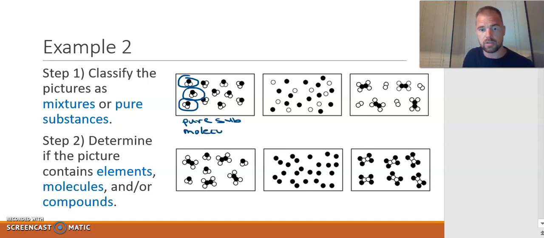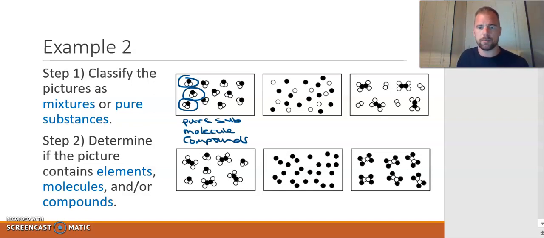Because remember, a molecule, I can't spell molecule apparently. Remember, molecules are two or more atoms bonded together. And in these examples, 3 atoms are bonded together. So all of these are molecules. And more specifically, this picture also contains compounds. Because in order for there to be a compound, you have to have 2 or more different elements bonded together. And the black and white circles represent 2 different elements, and they're chemically bonded together.